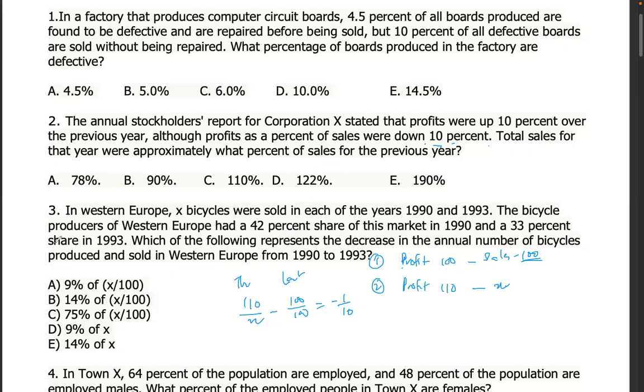Okay. So current minus this equal to -10%. Okay. Now come to question number 3. Go fast, guys.